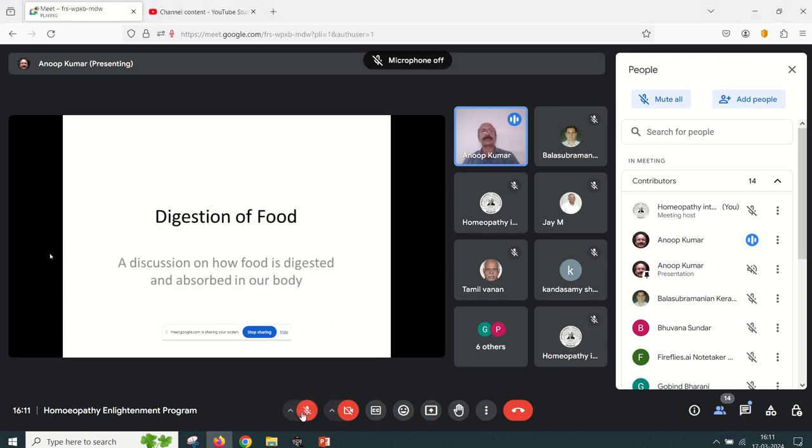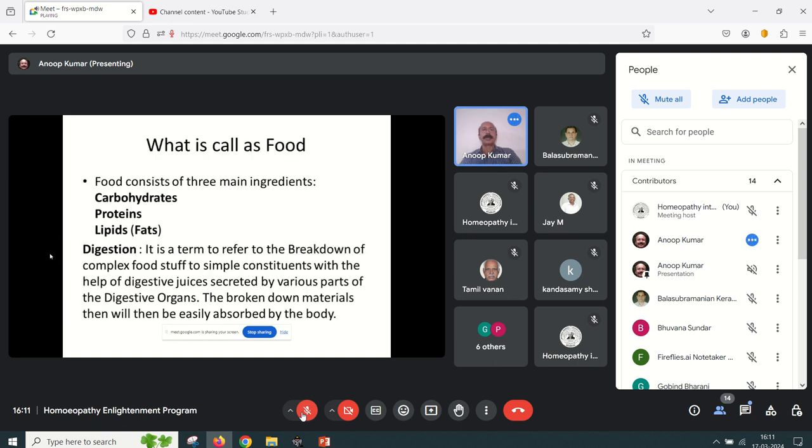Okay, digestion of food. We'll discuss how the food is digested and absorbed in our body. First of all, what is food? Food consists of three main ingredients. A proper balanced food contains three main ingredients: carbohydrates, proteins, and the other ingredient is fat or lipids.